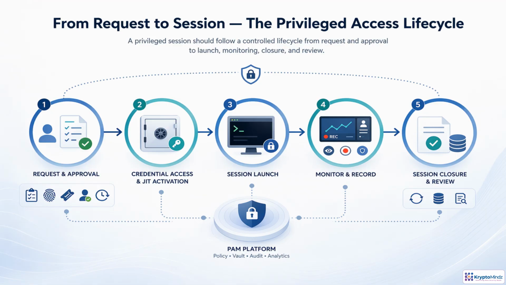Think of privileged access as a managed lifecycle, not a one-time login. It begins with a request that is checked against policy, identity, business need, and time limits. Once approved, the PAM platform releases access in a controlled way, often just in time, so standing privilege is minimized. The user then launches the session through the broker instead of connecting directly to the target. During the session, activity can be monitored, recorded, and analyzed for risky behavior. When the work is complete, access is closed, credentials are rotated if needed, and session evidence can be reviewed for audit and improvement.